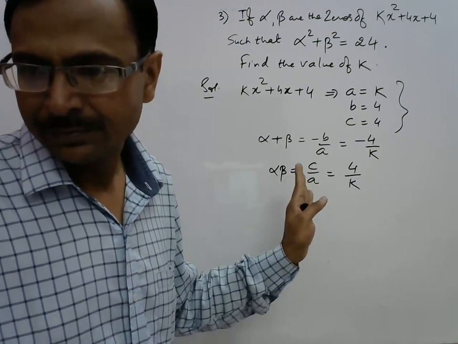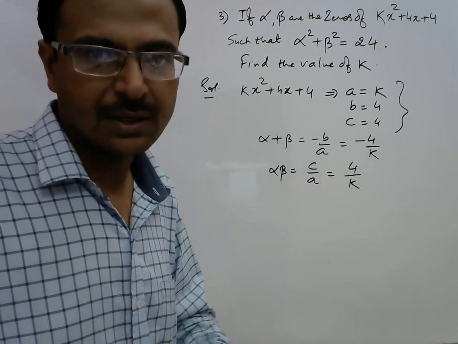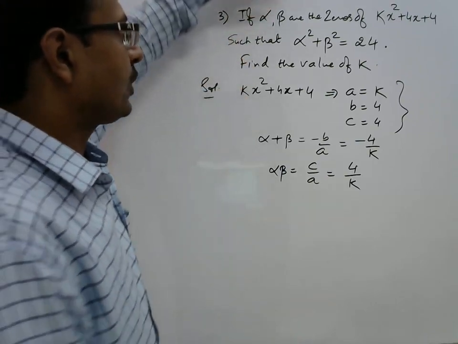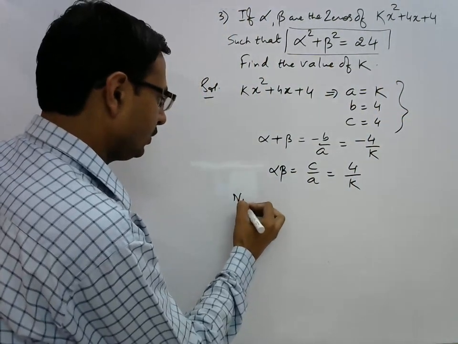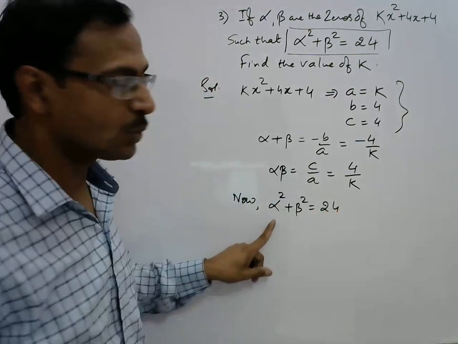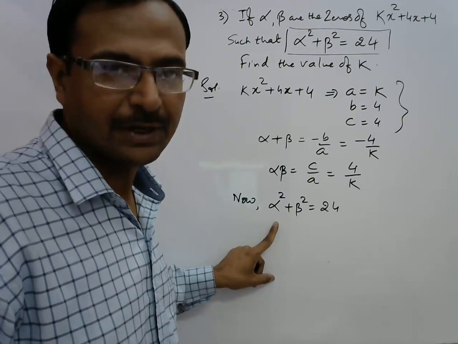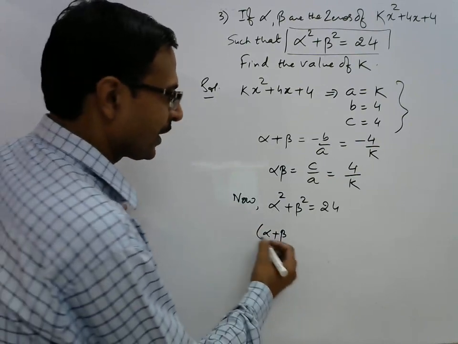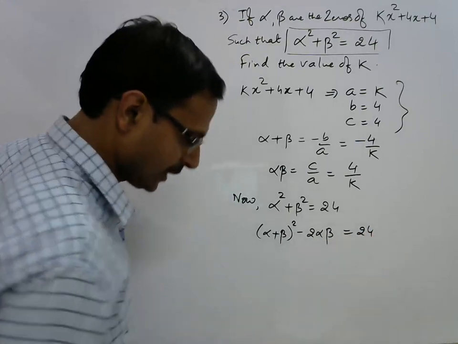Now till here, most of the questions will have the same steps, but after this the steps change according to the content given in the question. Now see what is given in the question here: alpha square plus beta square is 24. You need to know how we convert alpha square plus beta square into the form of alpha plus beta and alpha beta. If you remember, we have done it in previous questions also. Alpha plus beta whole square minus 2 alpha beta is given as 24.